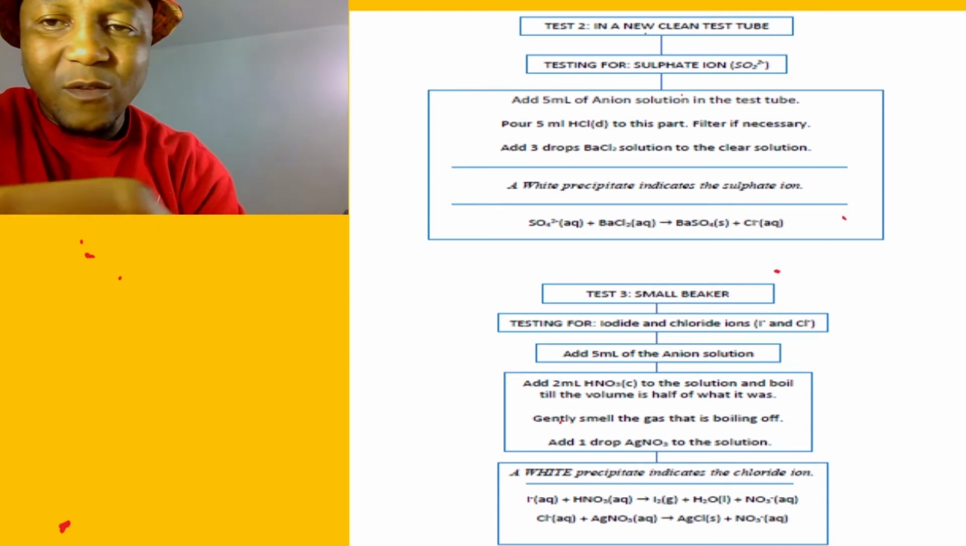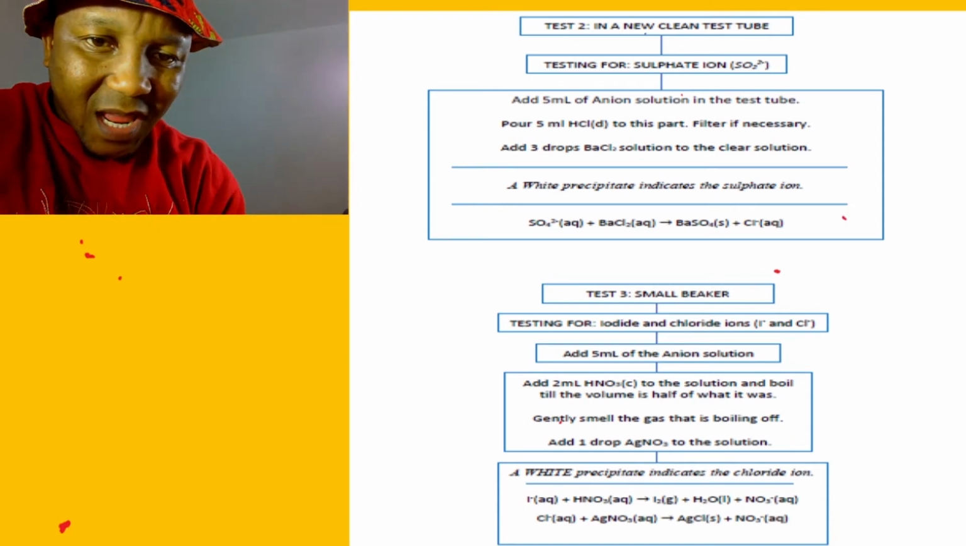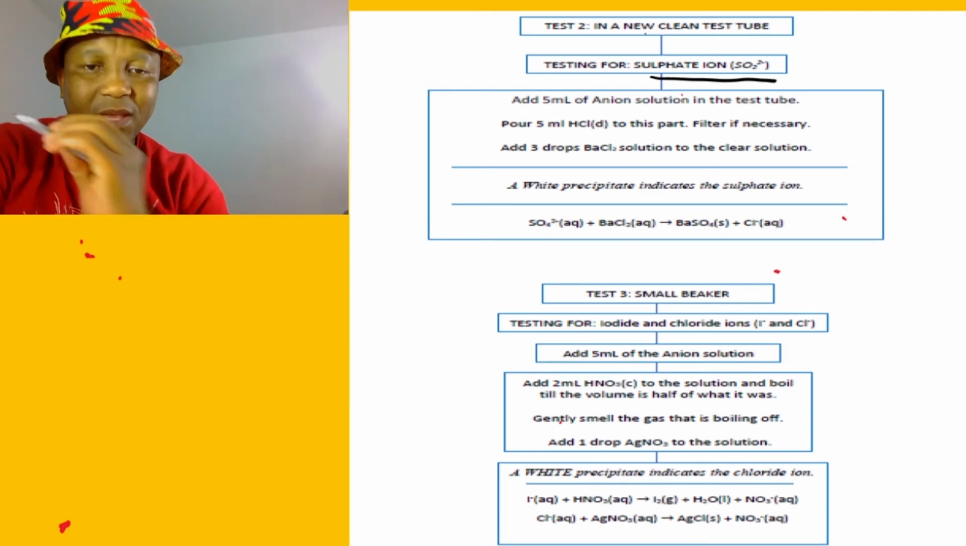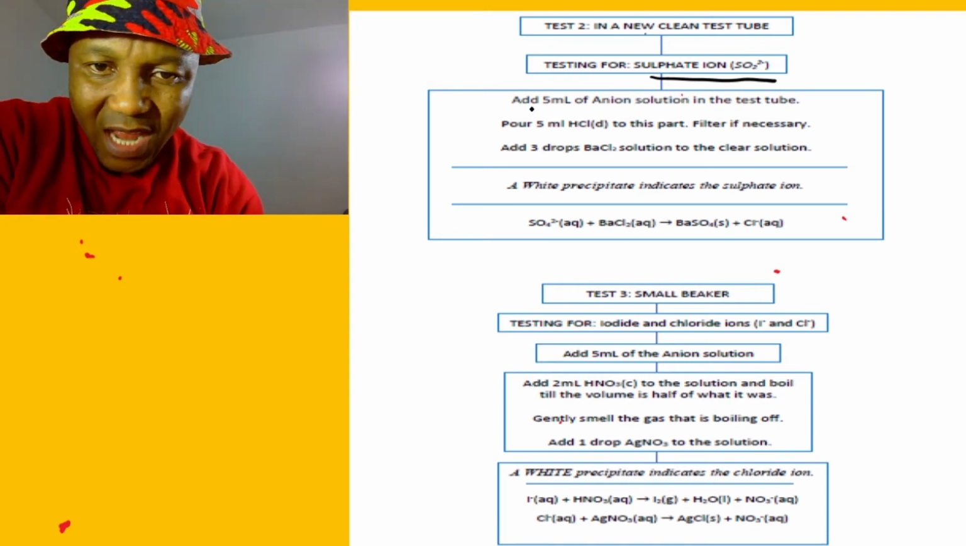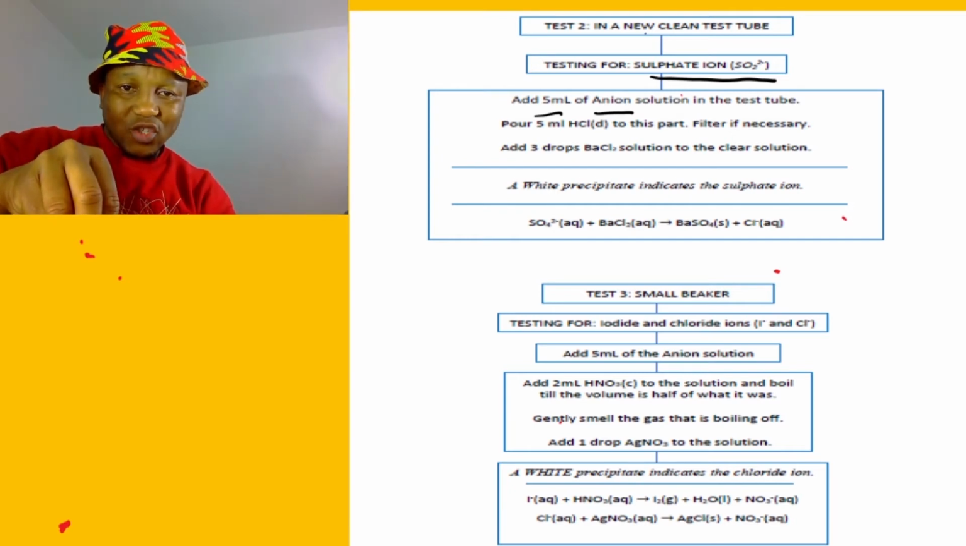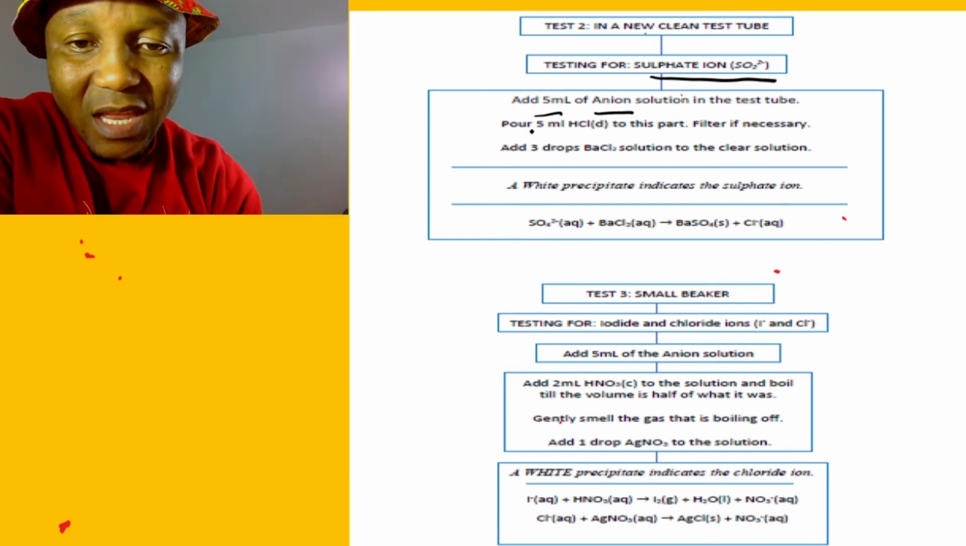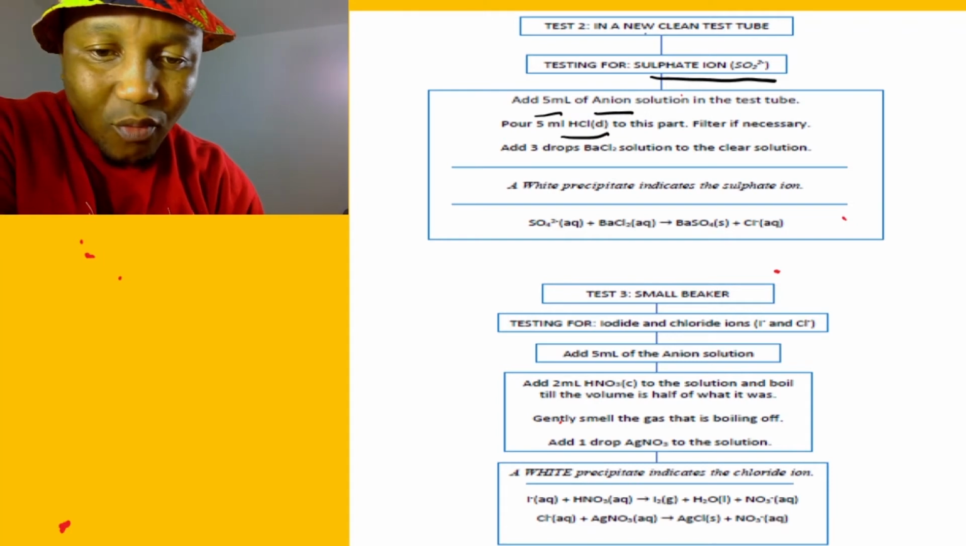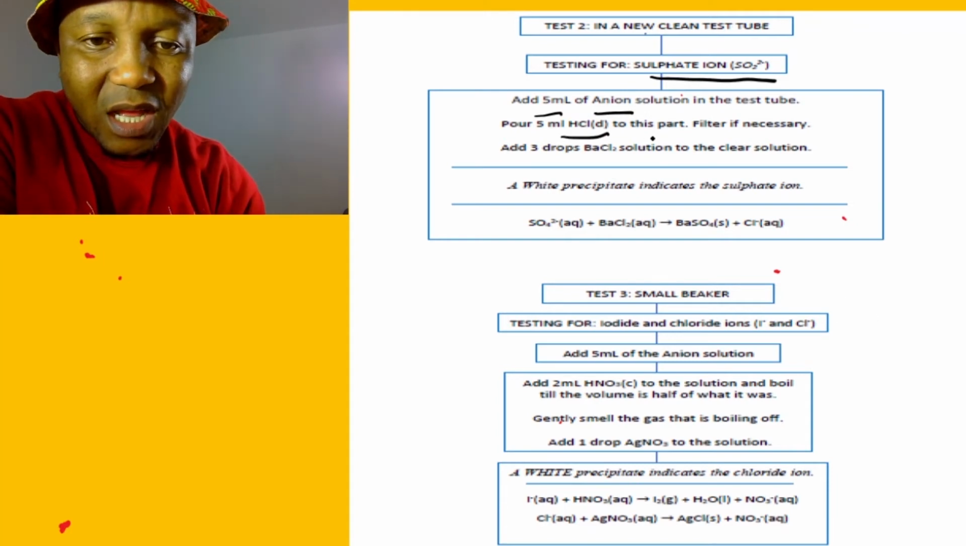Okay, we want to test for what? For sulfate ions. Now, you can just follow all this instruction. Add 5 milliliters of anion solution in a test tube. So we don't know, let's assume. So we want to test for it, and then pour hydrochloric acid on it to this part.